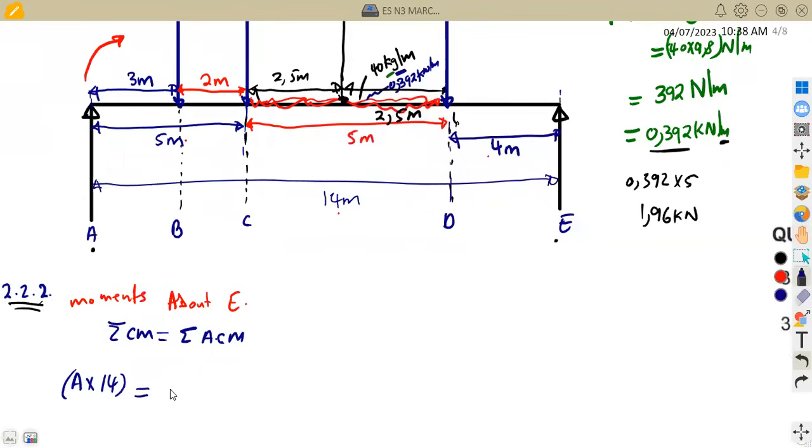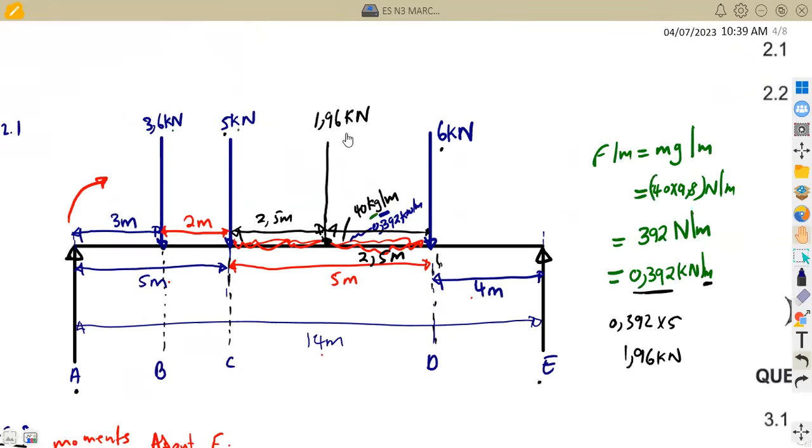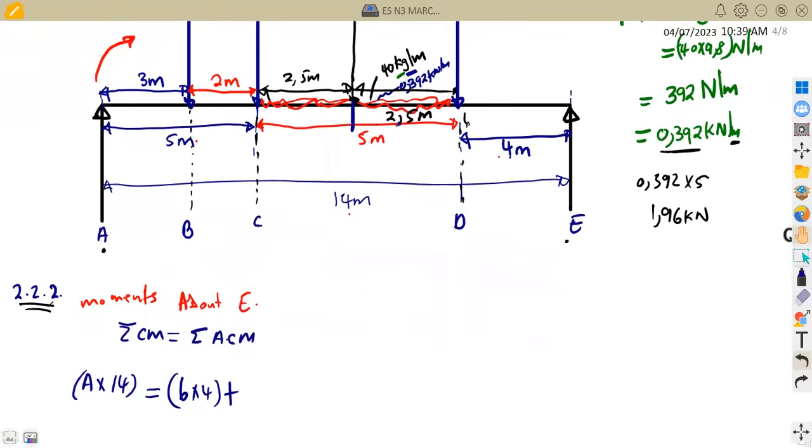So this is going to be 6 multiplied by 4 plus, we move on to 1.96. 1.96 times the distance. This is 4 plus the distance here of 2.5. Remember, we said it's divided now for these 5 meters, 2.5 and 2.5. So 4 plus 2.5, that's 6.5. So it is going to be 1.96, which is our first, times the distance of 6.5. Plus, we move on to another one.